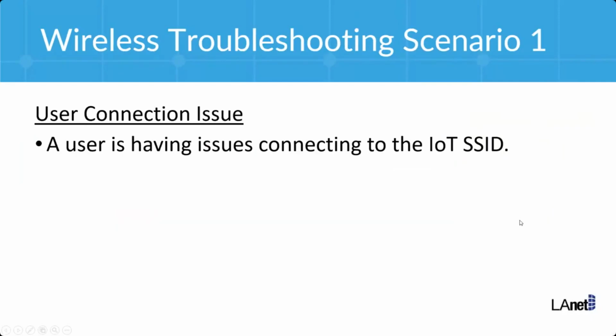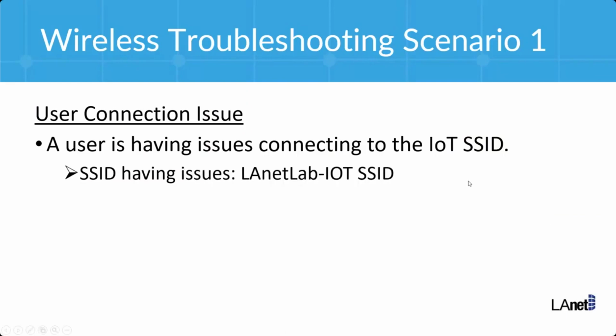Okay, so I came up with two different scenarios. One is more a connection-based issue. The second one will be more a performance-based issue. But the first one is very simple. A user is having issues connecting to the IoT SSID. And the only information that I got initially when I got this report was that the SSID that's having the issue is the LA NetLab IoT SSID.